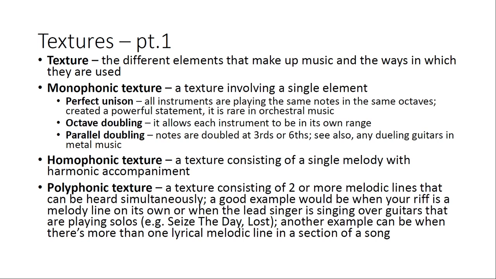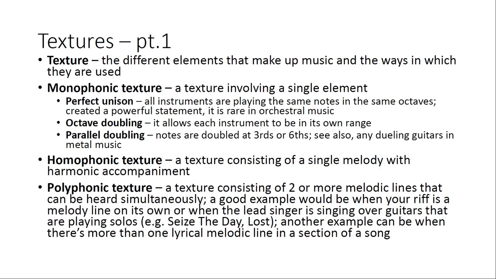Now, for orchestral music, you have a bunch of different textures. The monophonic texture is the first one, since it's the easiest to explain. It basically involves a single element of the song. Let's take the melody, for example.